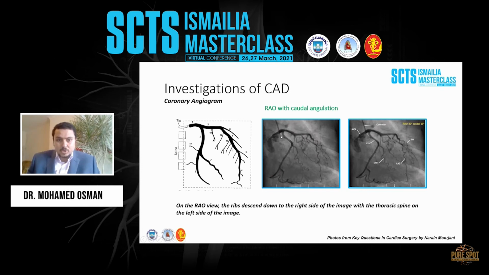So in the right anterior oblique, you will find the spine on the left-hand side, as here, and the rib direction going to the right-hand side. So this is a right anterior oblique view for the left system, which shows the left main, the circumflex artery, and the LAD. This view is good to see the circumflex artery all through. And here the angulation is caudal. So right anterior oblique with caudal angulation.